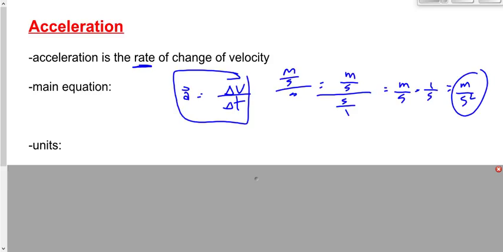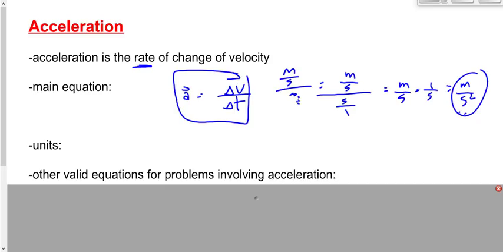Okay, you write it like this. Is that wrong? No, that's right. But this is a lot tidier, right? Meters per second squared is tidier. So my units for acceleration would be meters per second squared.